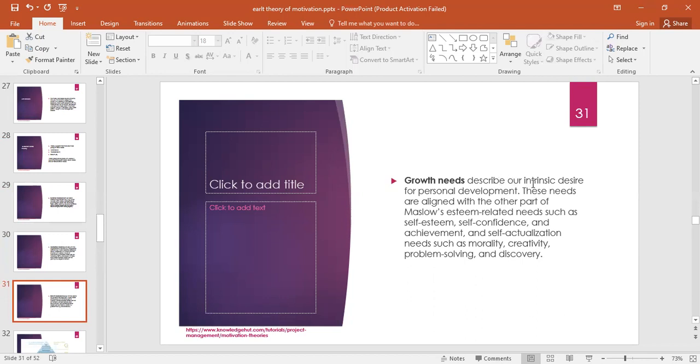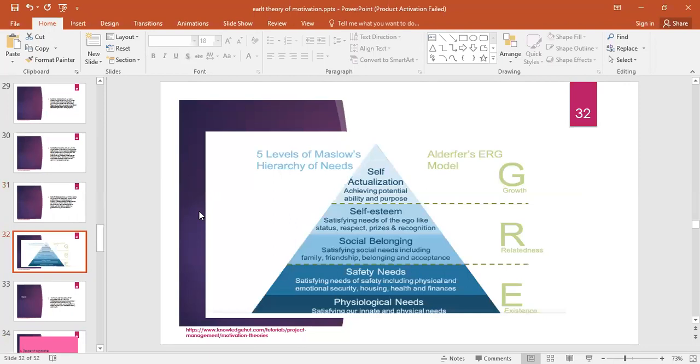Growth needs describe our intrinsic desire for personal development. These needs are aligned with the other part of Maslow's esteem-related needs, such as self-esteem, self-confidence, and achievement, and self-actualization needs, such as morality, creativity, problem-solving, and discovery. This is the diagrammatic representation of the five levels of Maslow's hierarchy of needs, and these five levels intermingle with Alderfer's ERG model.